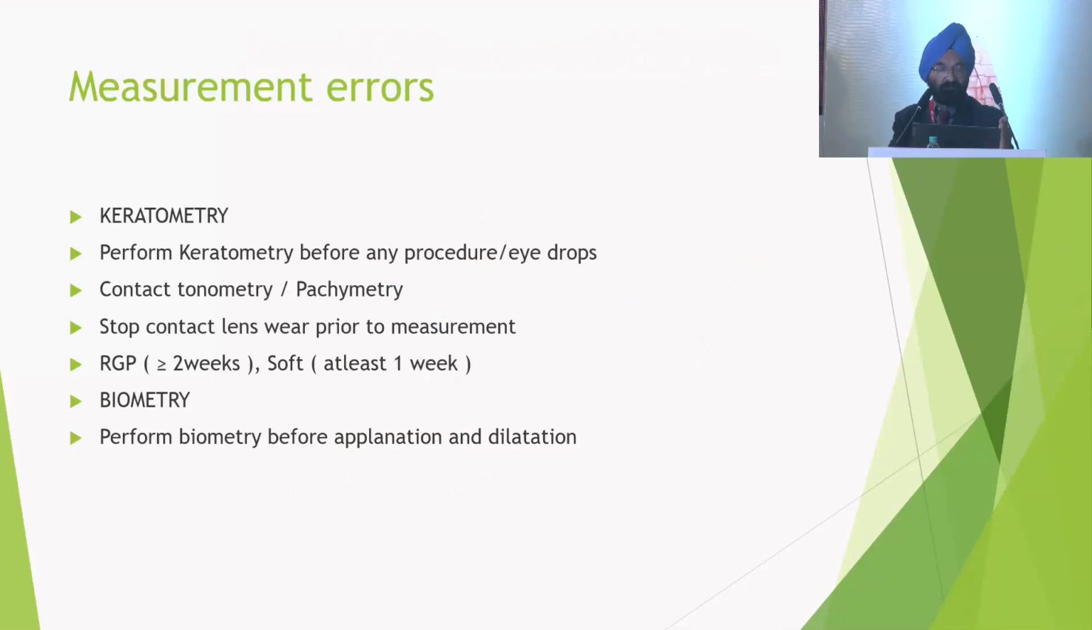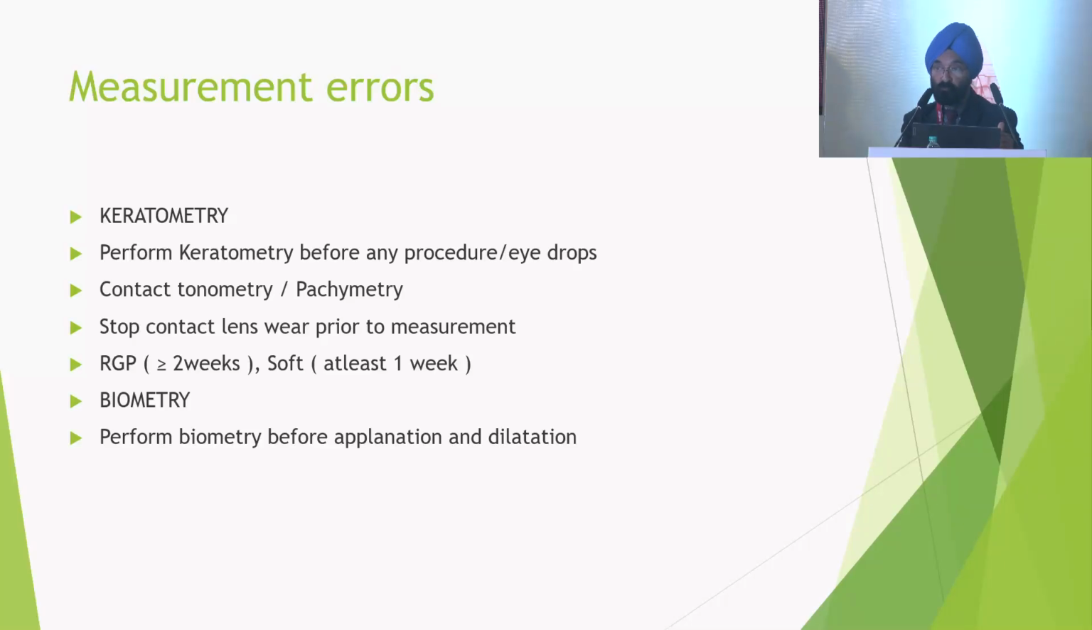Measurement errors can occur in keratometry. Keratometry should be performed before putting any drops. It should be done on virgin eyes. And stop contact lens prior to the measurement. It is said for RGP to not be used for more than 2 weeks, and soft at least 1 week. And in biometry, perform biometry before applanation and dilatation.